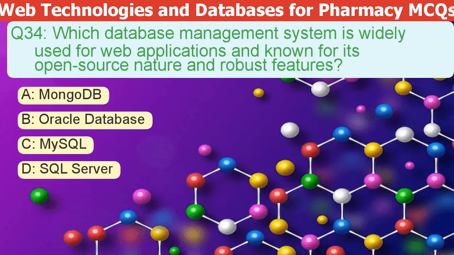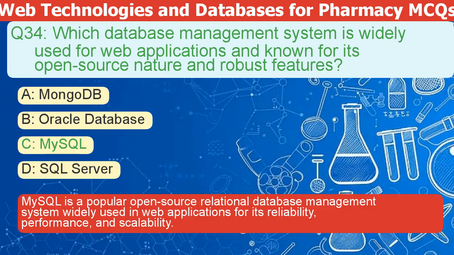Which database management system is widely used for web applications and known for its open source nature and robust features? A. MongoDB. B. Oracle Database. C. MySQL. D. SQL Server. The correct answer is C. MySQL is a popular open-source relational database management system, widely used in web applications for its reliability, performance, and scalability.